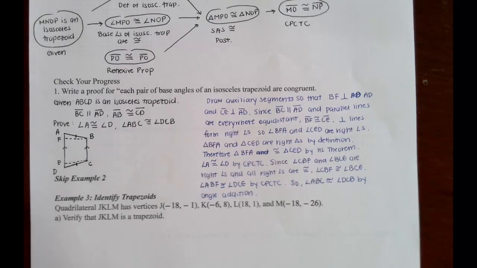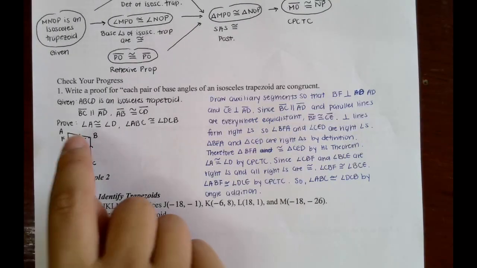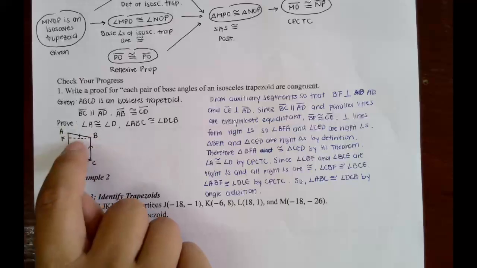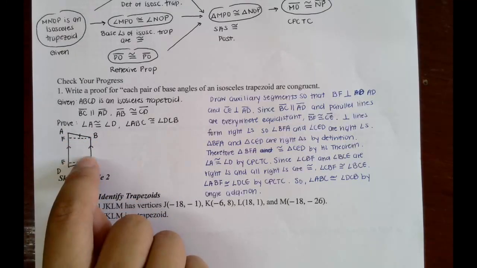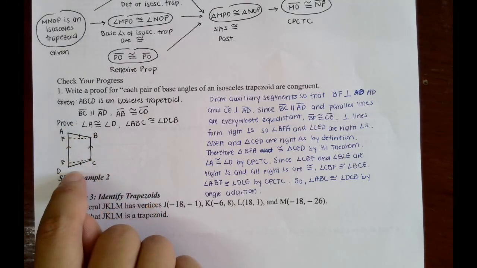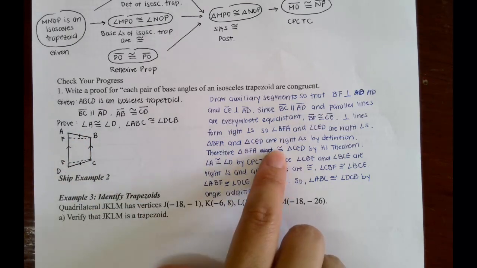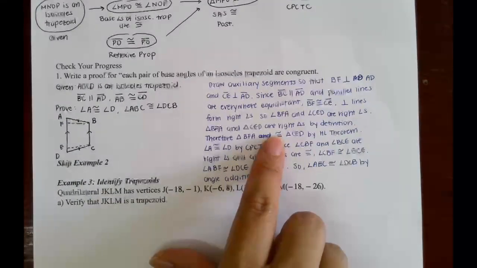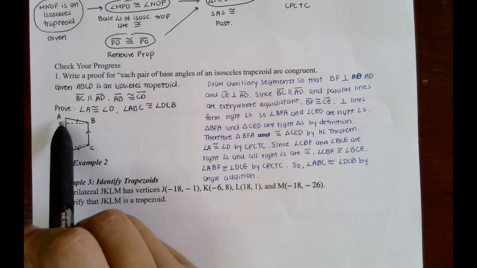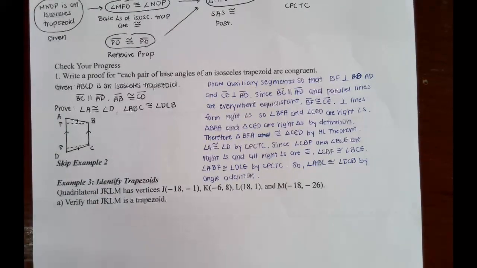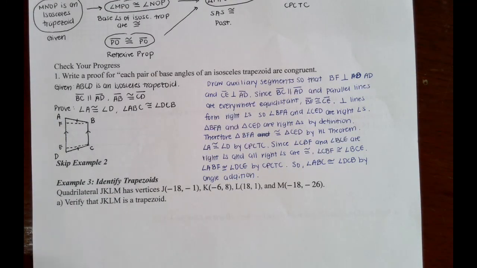Which means that I can use the hypotenuse leg theorem, since the legs are congruent, one leg, and then the hypotenuse is congruent. I can prove that these triangles are congruent using the hypotenuse leg theorem. Okay? As a result, angle A has to be congruent to angle D because of CPCTC. Corresponding parts of congruent triangles have to be congruent.